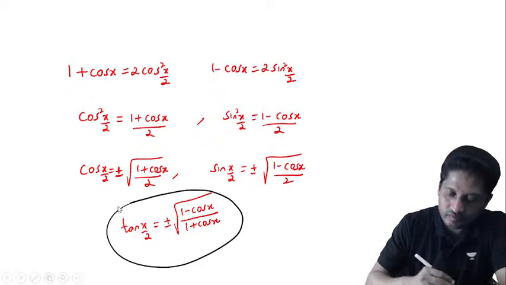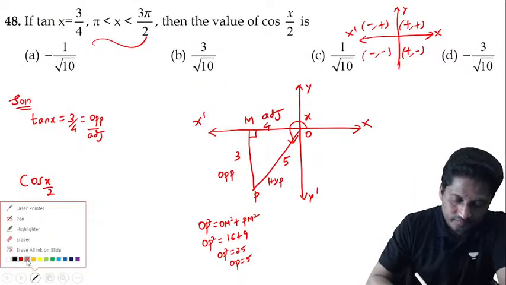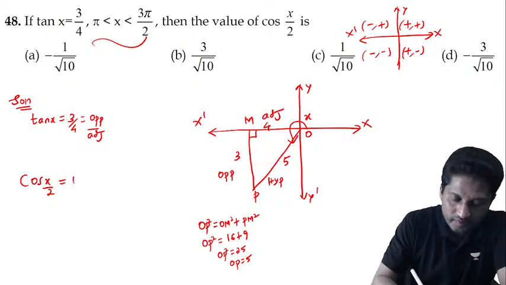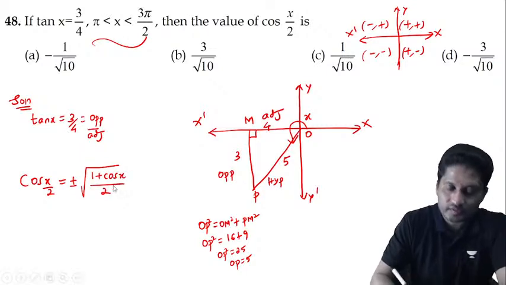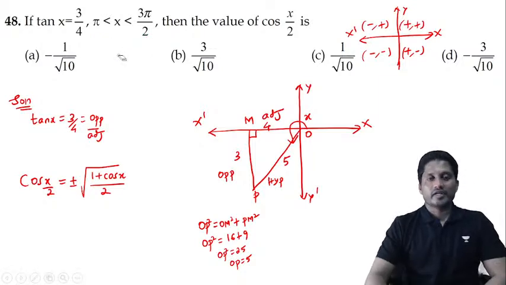This is tan x by 2. Now the cos x by 2 formula is equal to plus or minus root of (1 plus cos x) whole divided by 2. Now according to the question, x lies between 0 and 3 pi by 2.